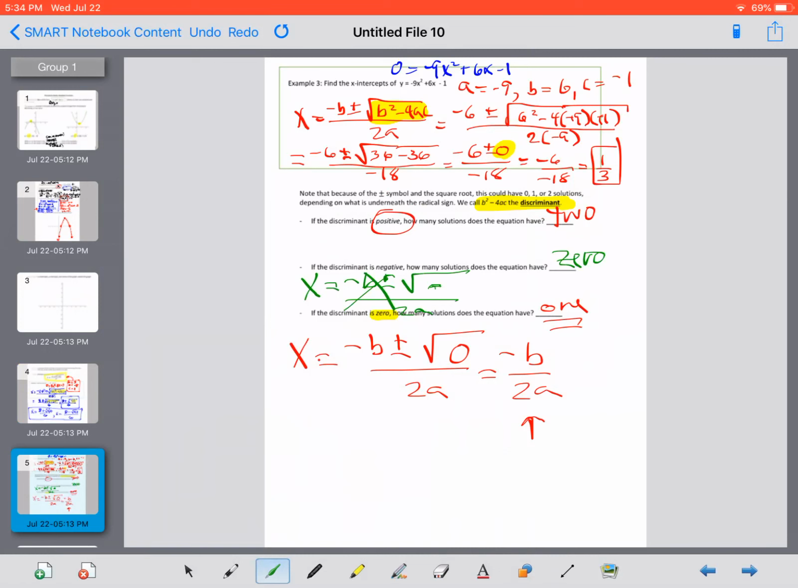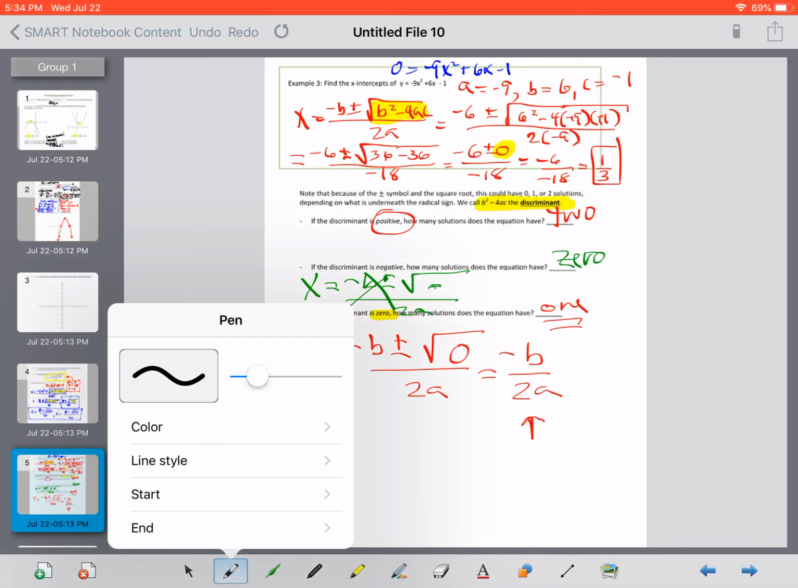This is a nice shortcut for trying to graph something, because you can find the discriminant pretty easily and determine whether there's any zeros or not. If that discriminant's negative, you know right away that there's no zeros, there's no x-intercepts. If the discriminant is positive, you know that it's going to cross the x-axis twice. Just to give you an idea of what this looks like in a graph.